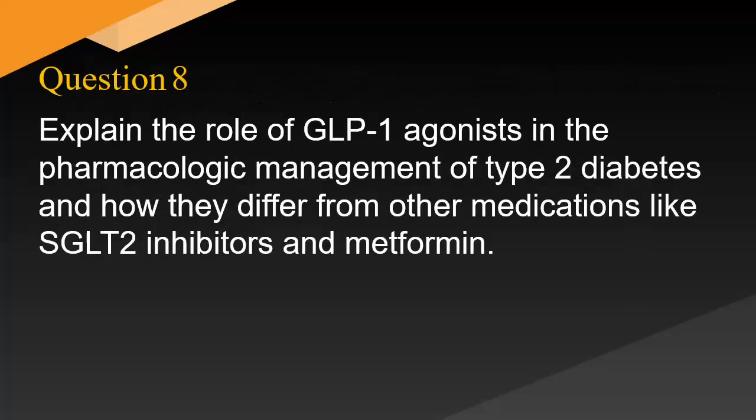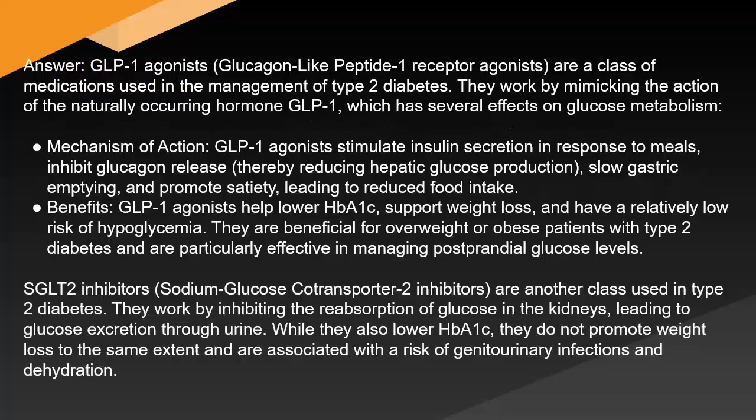Explain the role of GLP-1 agonists in the pharmacologic management of type 2 diabetes and how they differ from other medications like SGLT2 inhibitors and metformin. Answer: GLP-1 agonists, glucagon-like peptide-1 receptor agonists, are a class of medications used in the management of type 2 diabetes. They work by mimicking the action of the naturally occurring hormone GLP-1, which has several effects on glucose metabolism.